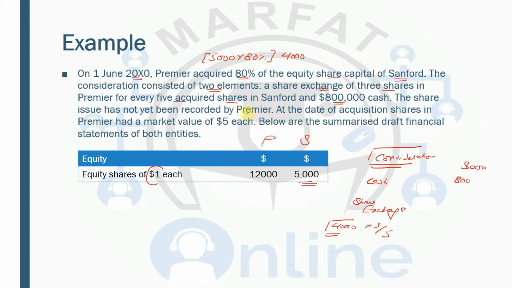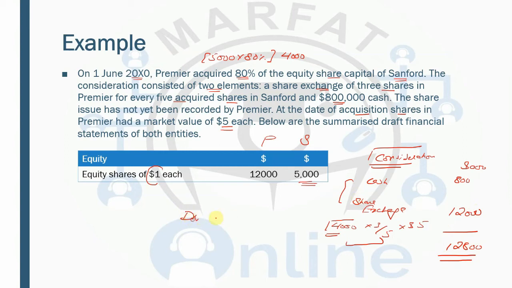The share issue has not been recorded by Premier. At the date of the acquisition, the shares in Premier had a market value of $5. When you multiply 4,000 into 3 by 5, this gives you the shares which have been issued by the parent. And now you need to multiply it by $5. So 4,000 multiplied by 3 divided by 5 is 2,400. Multiply by 5, this gives you a total of 12,000. So the total consideration paid by the parent for 4,000 shares is 12,800, and this includes two elements: cash and the share exchange.